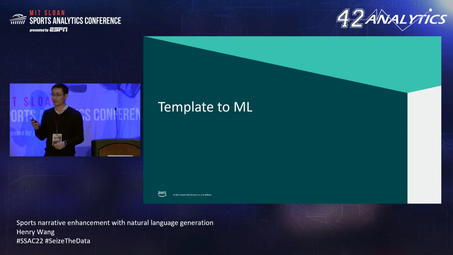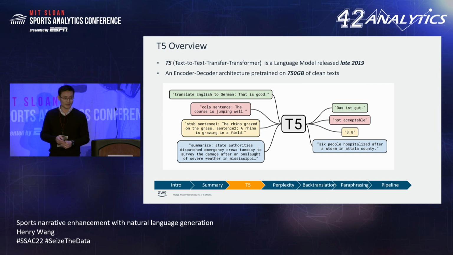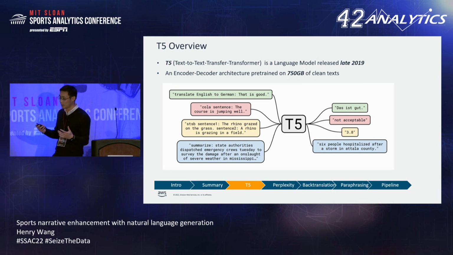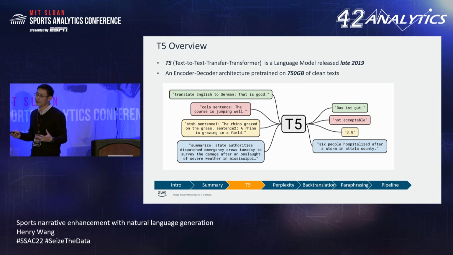So let's talk about template to ML first. And let's talk about T5, the text-to-text transfer transformer. This is actually a very large language model that was released in late 2019 or early 2020. What this model was trained on is 750 gigabytes of clean text that was crawled from online, and it trains the model on various downstream tasks.